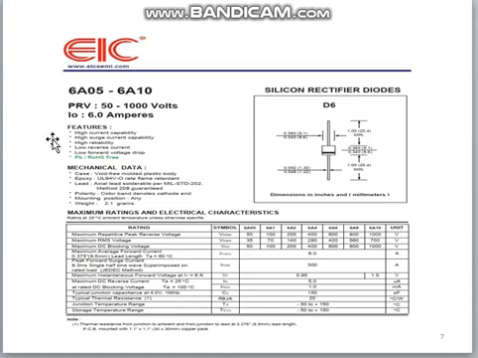Similarly, one more data sheet is this, with the company name. It is for silicon rectifier diodes. These are the diode symbols. Naming is given, ratings are given here, features, mechanical data, and the maximum ratings and electrical characteristics have been given.